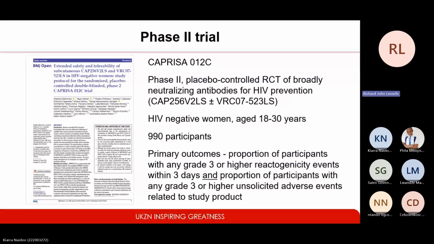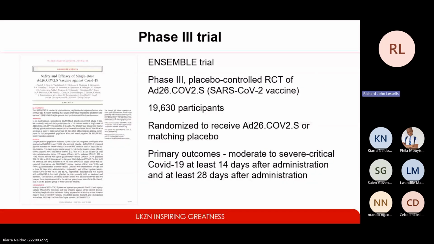So here again, there were sites in Durban that were involved in this trial. And this trial now is including about 20,000 participants. And they were randomized to receive either the vaccine or a matching placebo. And here we were really interested in, does this vaccine work?